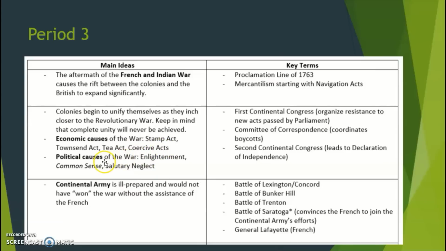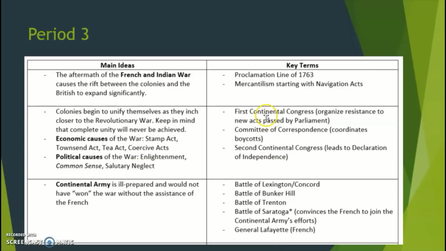Also note some of the political causes here, the Enlightenment, the idea that life, liberty, property, John Locke, Montesquieu, Rousseau are going to be very much causes for these colonists to eventually rise up. And we see this sort of coming to fruition in Thomas Paine's Common Sense, one of the most widely read pamphlets, more than 500,000 copies distributed throughout the colonies. And again, salutary neglect. There it goes. Once again, this is a huge, huge cause of the Revolutionary War.